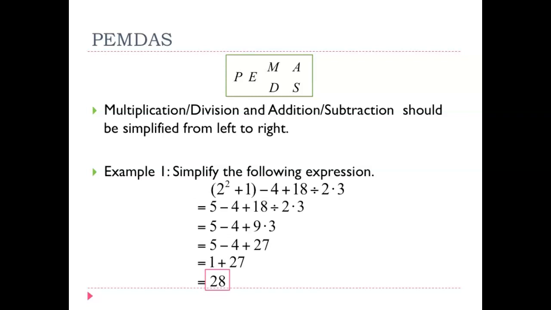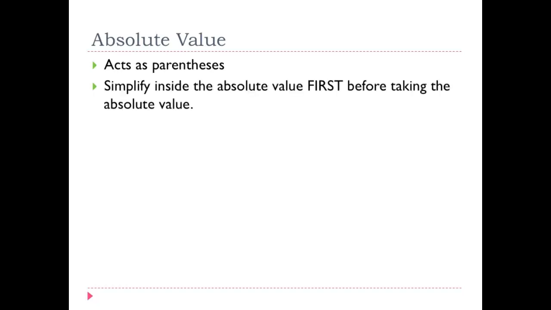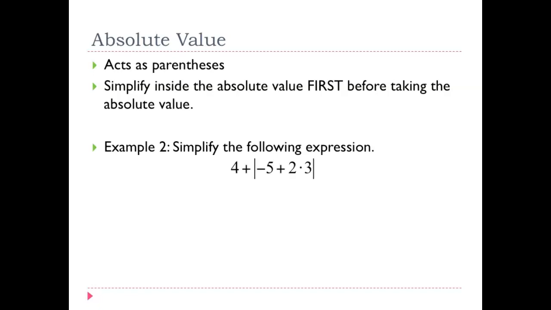All right, next is absolute value. Now for absolute value, you can see this as acting as parentheses. So you want to simplify it inside the absolute value first before you actually take the absolute value. So take a look at example 2. If you're simplifying this expression here, the absolute value basically acts as a parenthesis. So you want to deal with the parentheses first before you take the absolute value and then do any other operations on that value.